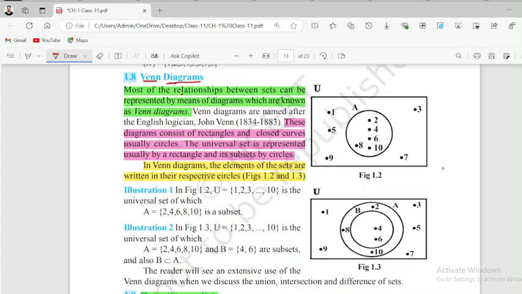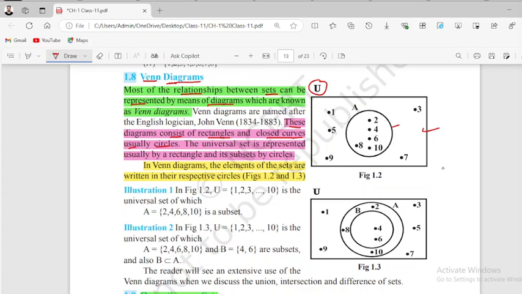Most of the relationships between sets can be represented by a Venn diagram, so that we can easily understand the relationship between the sets. These diagrams consist of a rectangle and closed curves, usually circles. This is a rectangle and this is a circle.